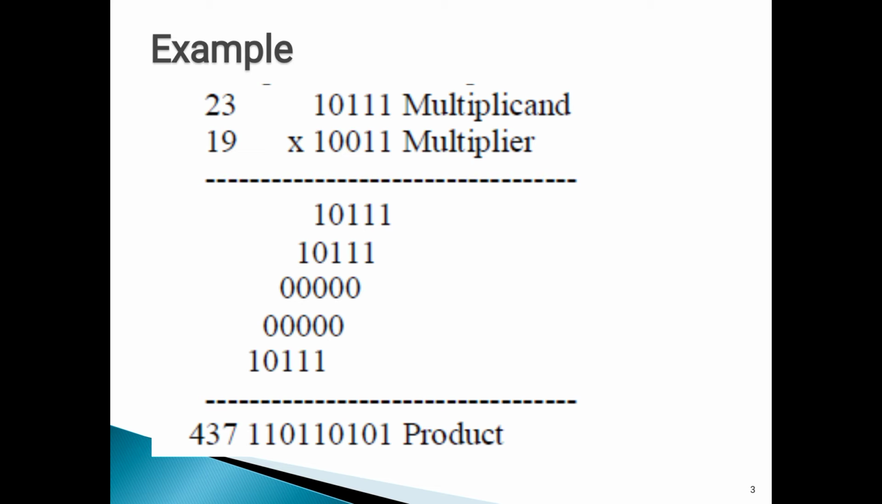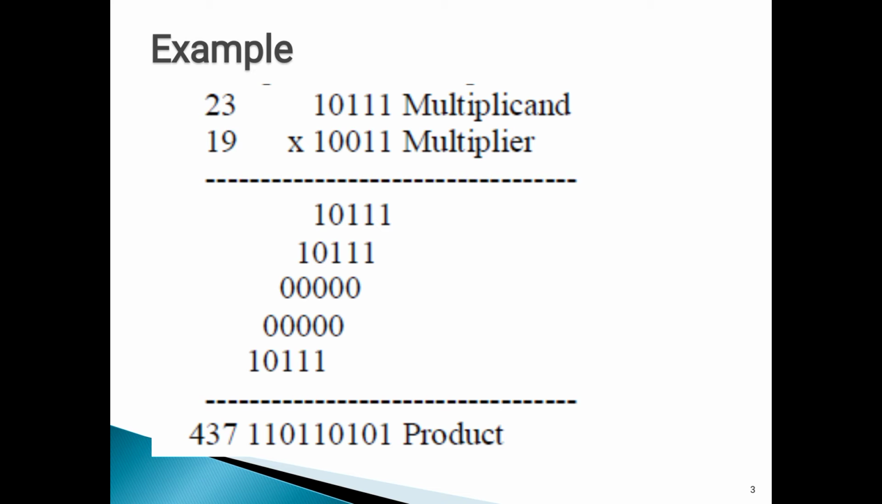Next we check the next least significant bit of multiplier. That is also 1, right? So what will you do? Then multiplicand is copied down, that is 10111, using the shift left operation. Shift left operation in the sense one bit is shifted to the left side. So here 10111, right. Again we check the next least significant bit of multiplier. If it is 0, then zeros are copied down, right? So that's why zeros are copied down.